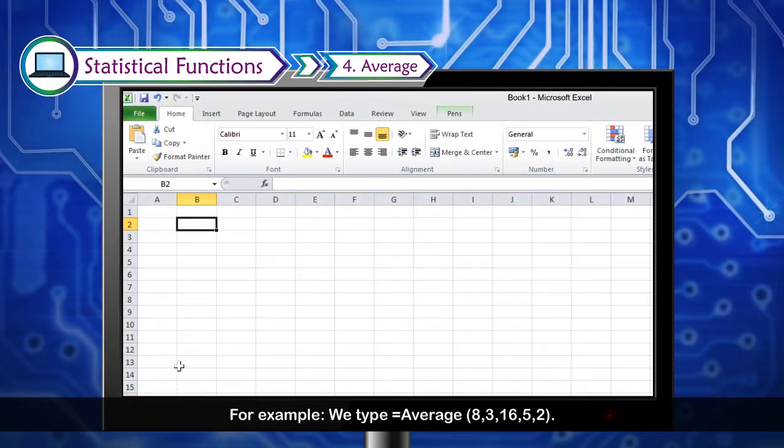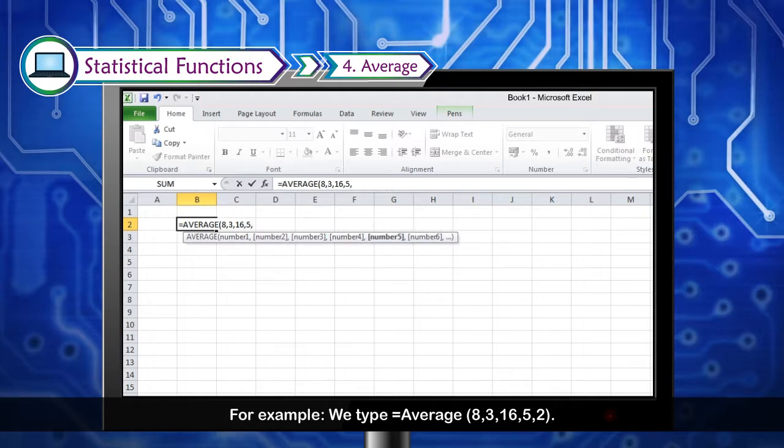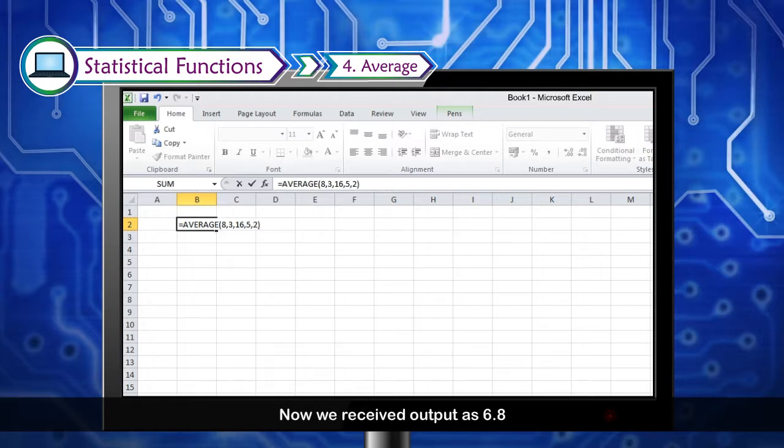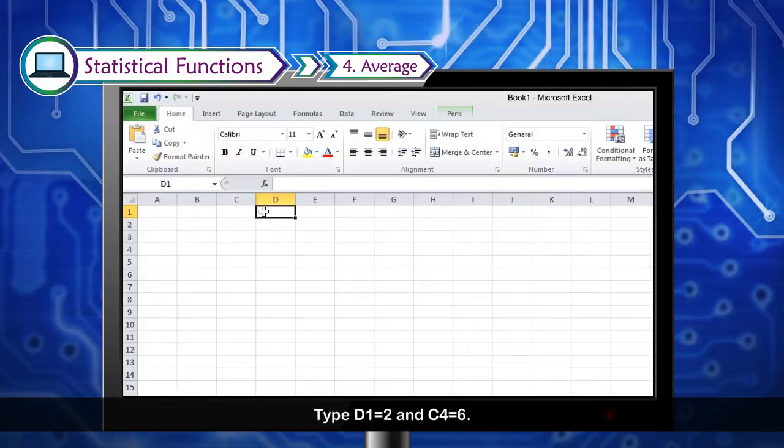For example, we type =AVERAGE(8, 3, 16, 5, 2). Now, we received output as 6.8.